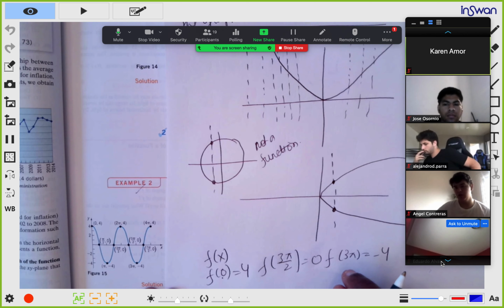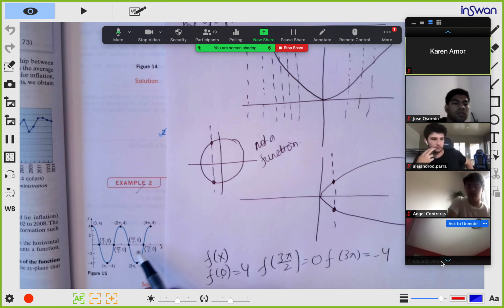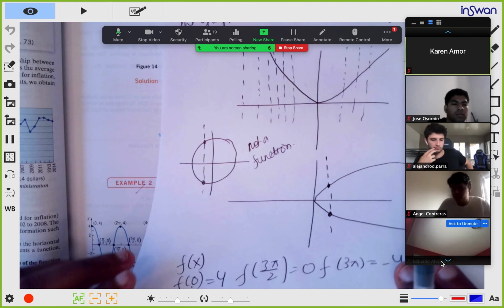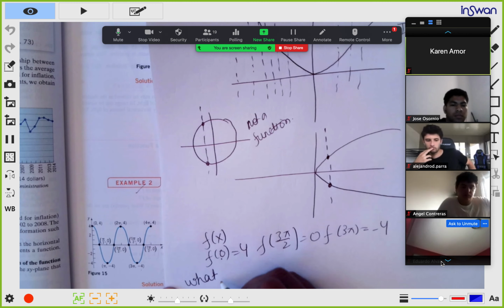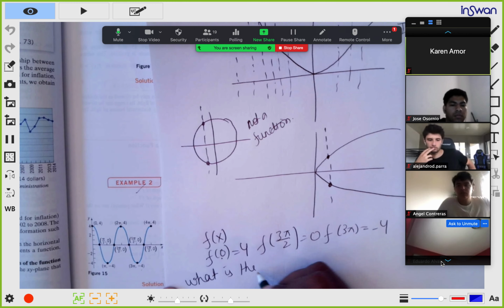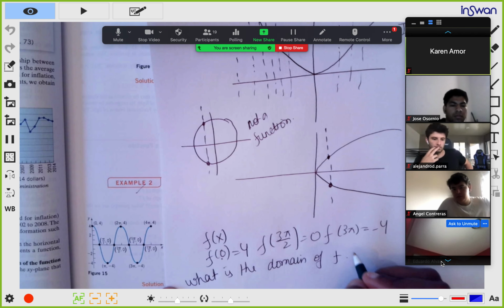So wherever x is 0, you see what your y value is. Wherever x is 3 pi by 2, they're asking what the y value is. Wherever it's 3 pi, they're asking you what the y value is. Okay. Next thing they want to ask is, what is the domain of f? You have to tell me what the domain of this function is.